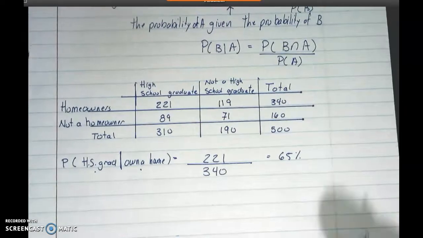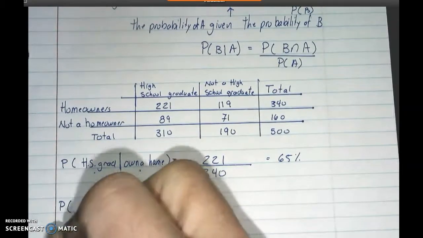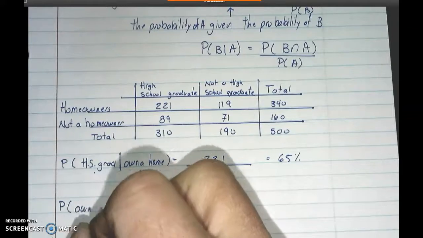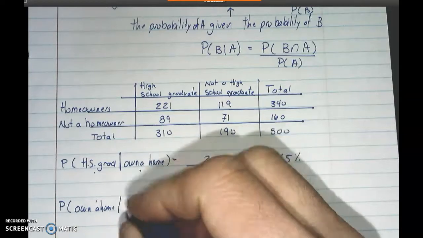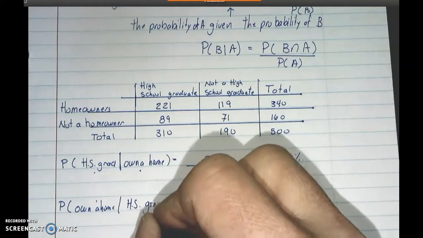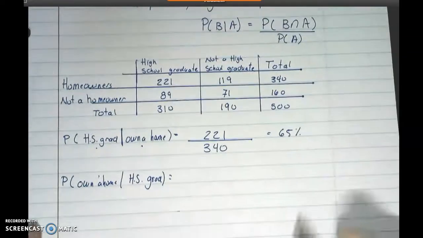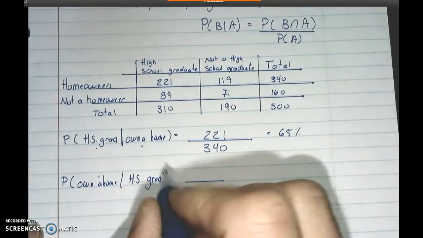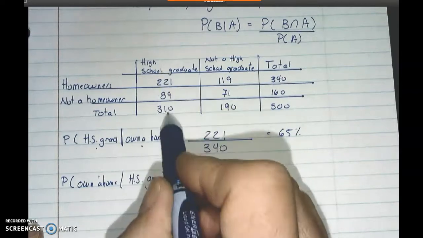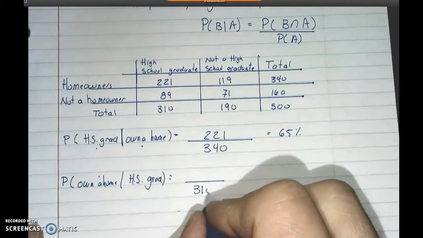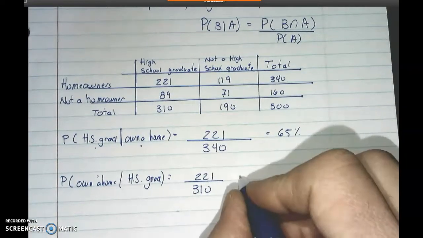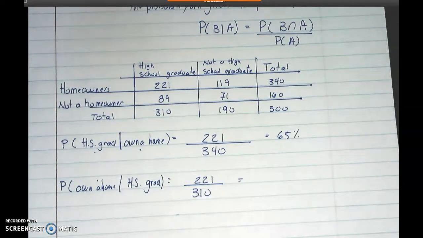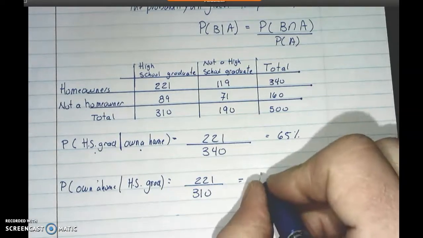So if we switch the order, if we do own a home given that they graduated high school, now again, there's my fraction. I come down to high school, my total's 310. Go back up to home ownership, which is 221. So 221 divided by 310. Let's just round that to 72.